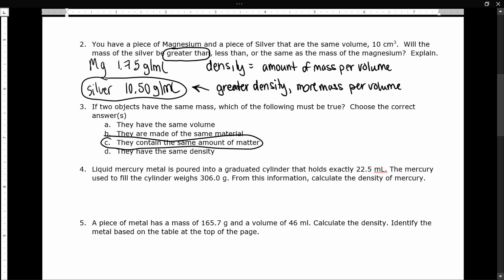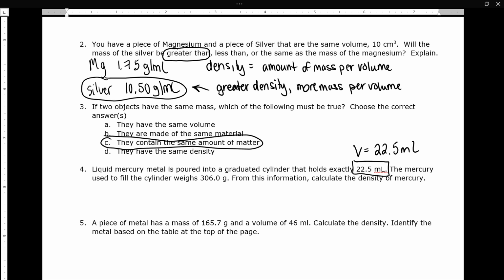Let's look at some calculations here. So this one, liquid mercury metal is poured into a graduated cylinder that holds exactly 22.5 milliliters. That looks like a volume, so I'm going to label that a volume. And then the mercury weighs this, so that looks like a mass. So the mass is 306.0 grams.